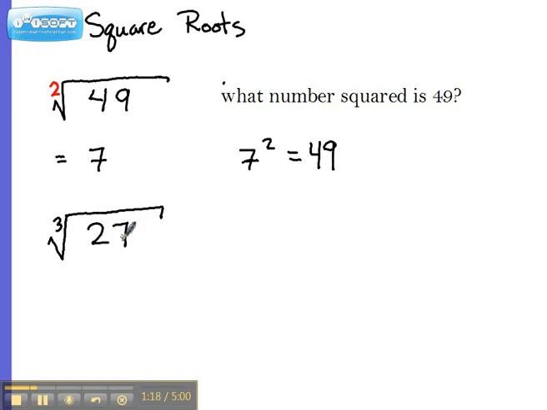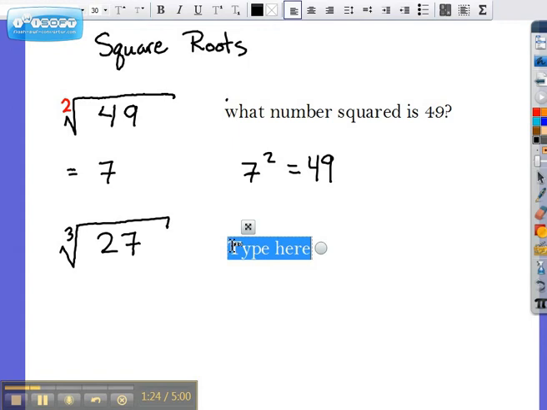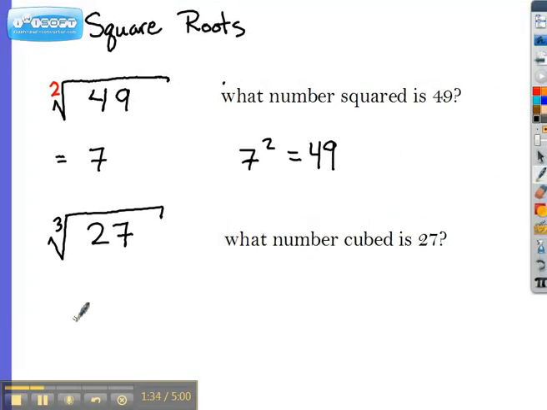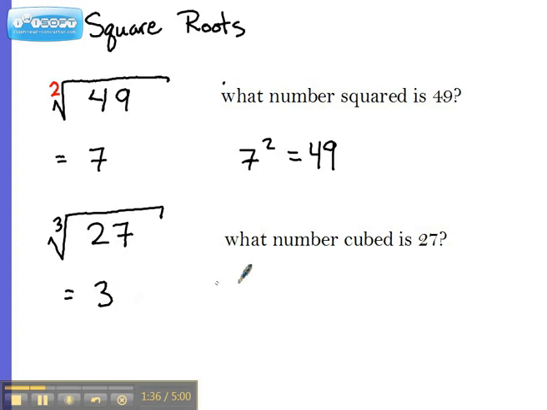So the cube root of 27. So this is asking us what number cubed is 27. So what number to the third power is going to give us 27? Well, this is going to equal 3, because 3 cubed is 27. That's the basic idea behind a square root, or a cube root.